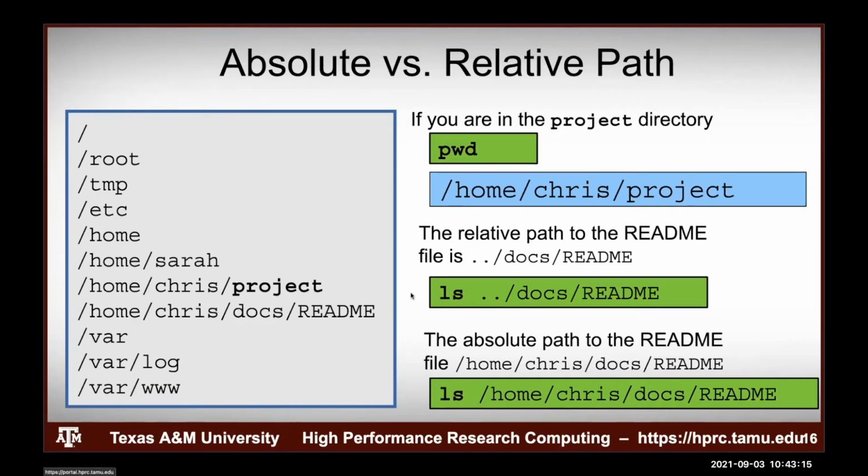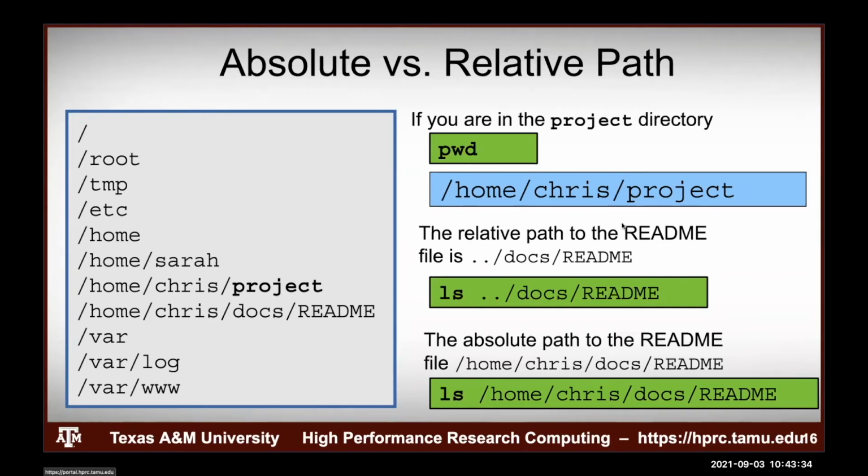A way to tell an absolute path from a relative path is that the absolute path starts with the slash. When you start with the slash like that, you're saying, okay, from the top down, from the root directory, take me from the root directory into home, into Chris, into docs, and then into README. That's the difference between absolute and relative paths.